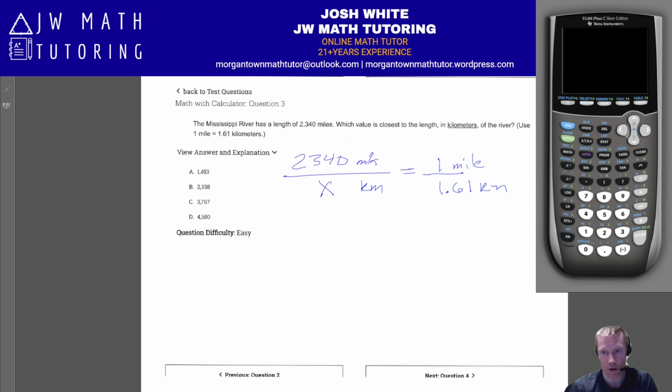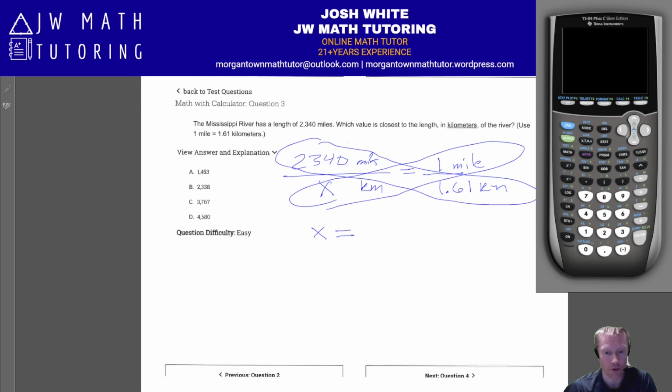Now we could just cross multiply. And so if we do that, we're just going to get x times 1, which is just x. And then going the other direction, you do 1.61 times 2340. That you can just do on a calculator. It comes out to 3,767.4 kilometers, and therefore it just gets rounded off to 3767. So letter C is the correct answer.